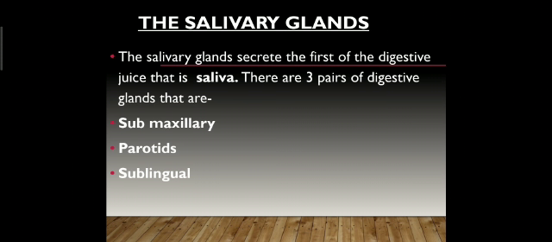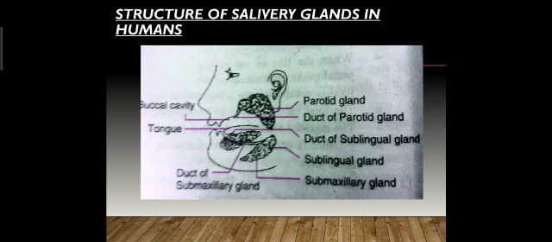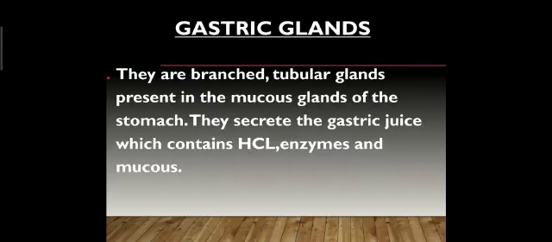Salivary glands secrete the first of the digestive juices, that is saliva. There are three pairs of salivary glands: the submaxillary glands, parotids, and sublingual glands, which you can see here in this diagram, where you can see these three glands and their associated ducts, which open into the buccal cavity and secrete saliva.